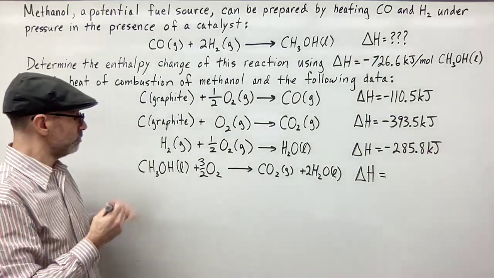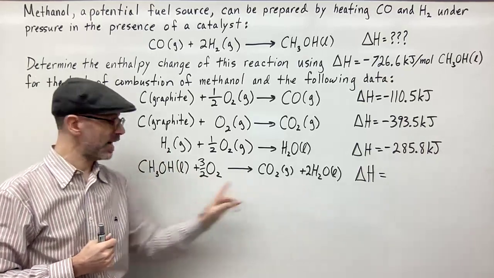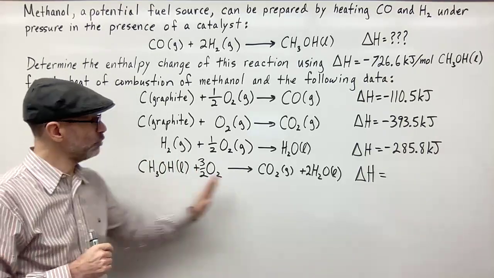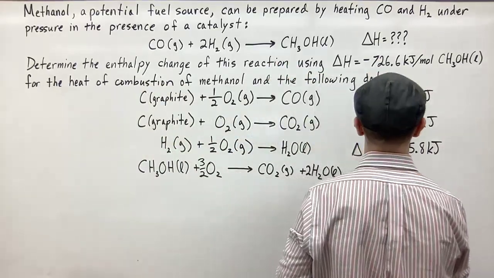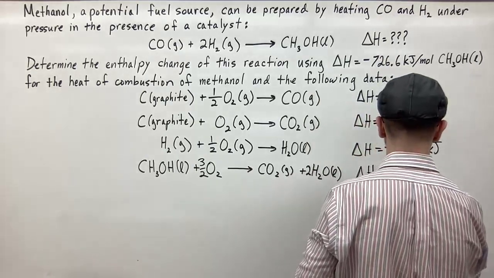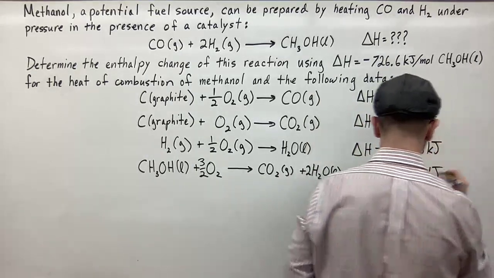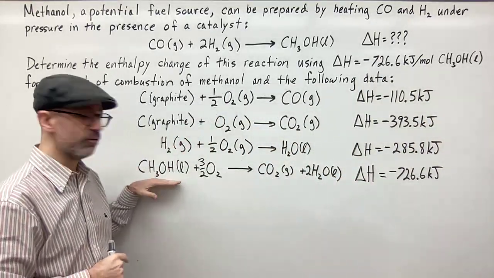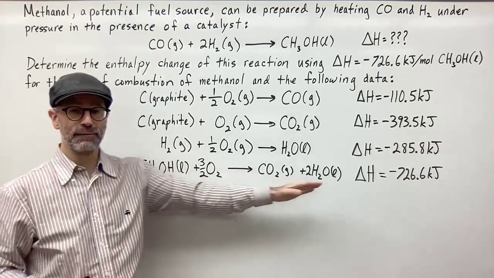But if I leave it this way, I only have 1 mole, it's still balanced, and I have a fraction there, right? It's still balanced. So I can use this and write this number down here, negative 726.6 kilojoules. And so that would be per 1 mole of the methanol that's burned. Since I only have 1 mole here, that fits.